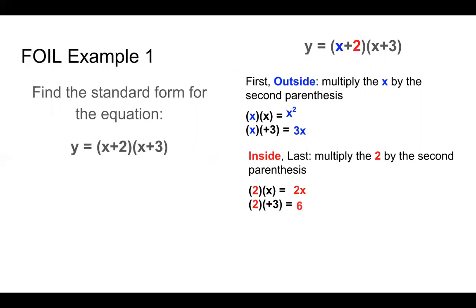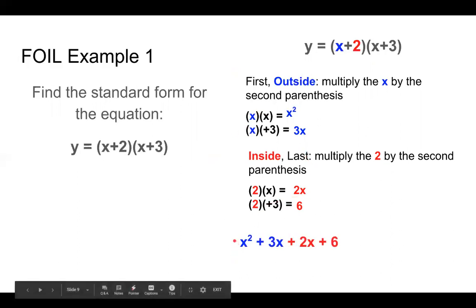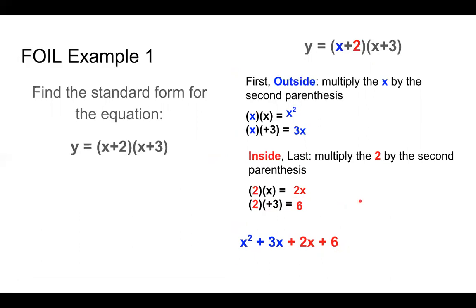All right, now once I've done all of these like little multiplications, I have to actually add them together. So I have my x squared and my 3x from the top. I add them to the bottom. I have my 2x and 6x. I'm adding all of those together. Now, is this my final answer? No, can't be. I have to actually add my like terms.